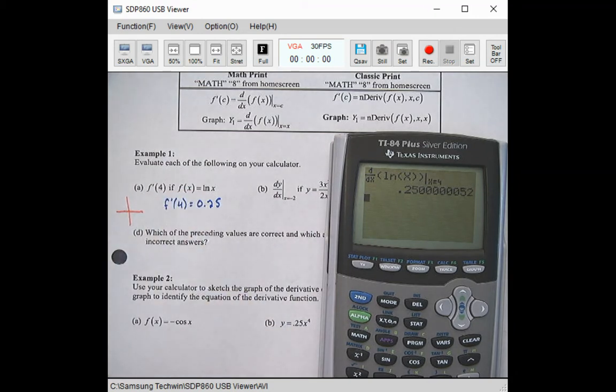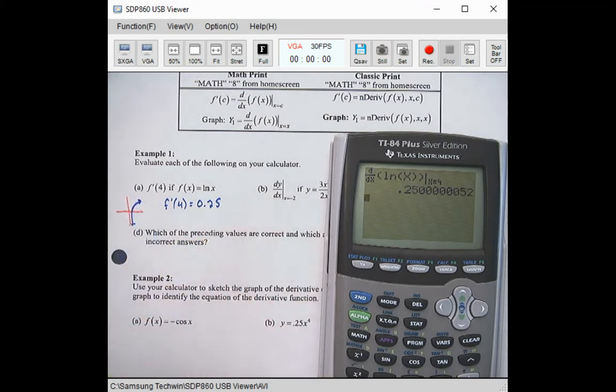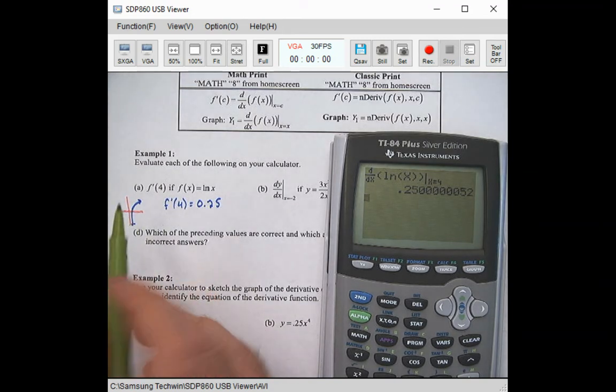5, 3, 2, 1, 0. Natural log graph looks like that. So if I were to draw the tangent line over here at x equals 4, I don't know exactly where 4 would be, but it'd be somewhere over here.